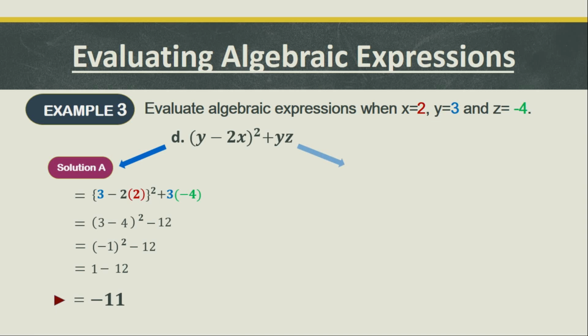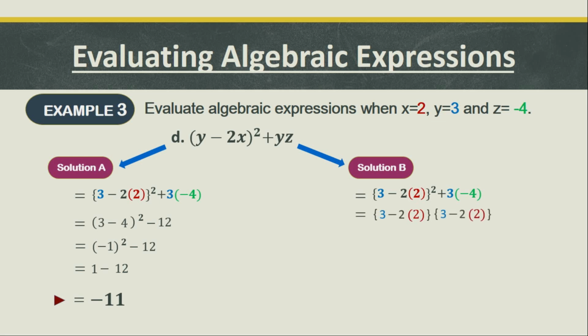I will show you the other way of simplifying this algebraic expression. Solution B. This is equal to the quantity of 3 minus 2 times 2 squared plus 3 times negative 4. Notice that the first term of the expression has an exponent 2, meaning the base has to be used as a factor twice. Therefore, we can rewrite it to the quantity of 3 minus 2 times 2 times the quantity of 3 minus 2 times 2. And then simplify. Positive 3 times negative 4 equals negative 12.